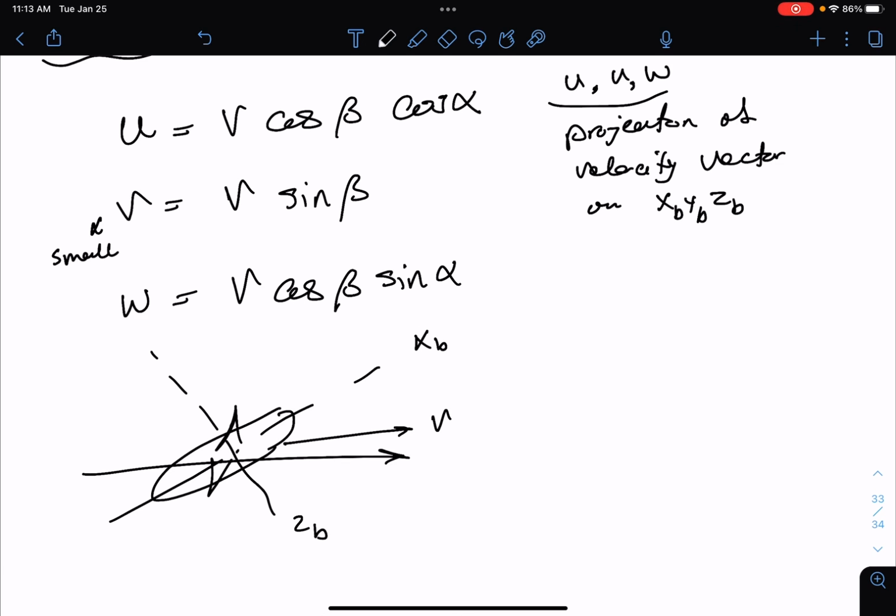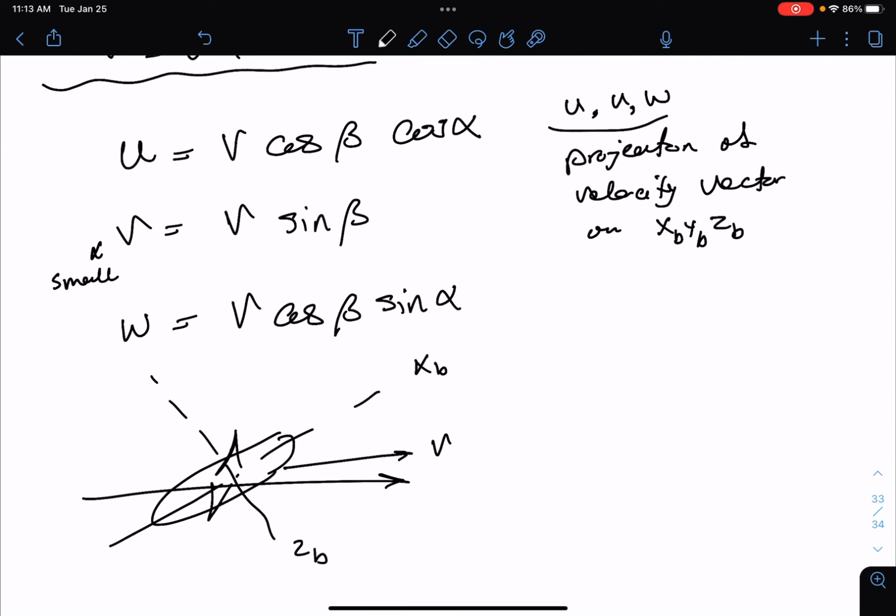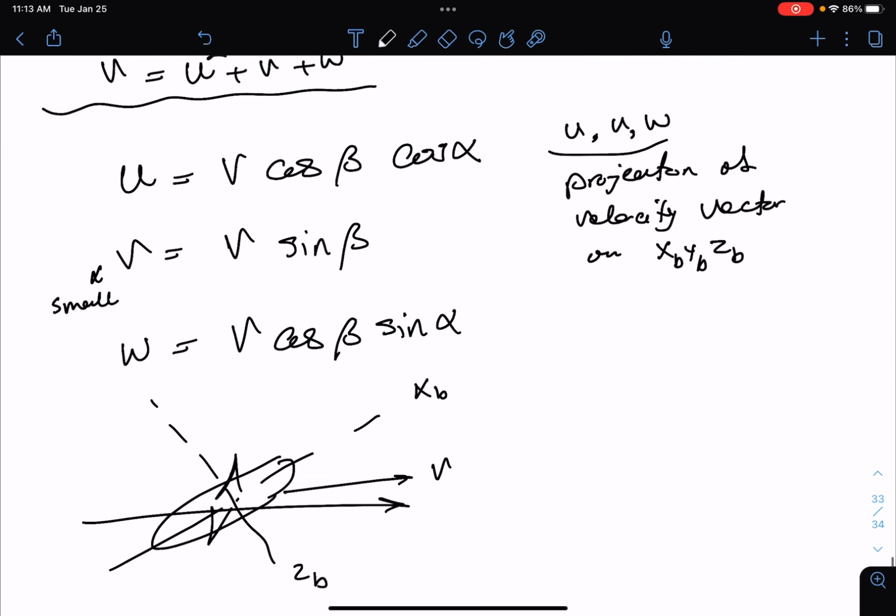What can you say about the angles? Angle of attack and angle of sideslip. There's no angle of sideslip. Angle of sideslip is 0, which means that the velocity in the yb direction, that is coming out of this page, coming out of the board, is 0, right? And the rest of it is just a regular two-dimensional projection. Does this make sense? Okay.